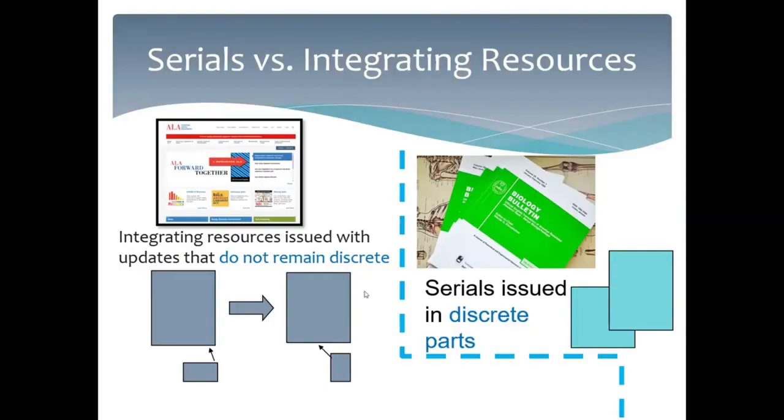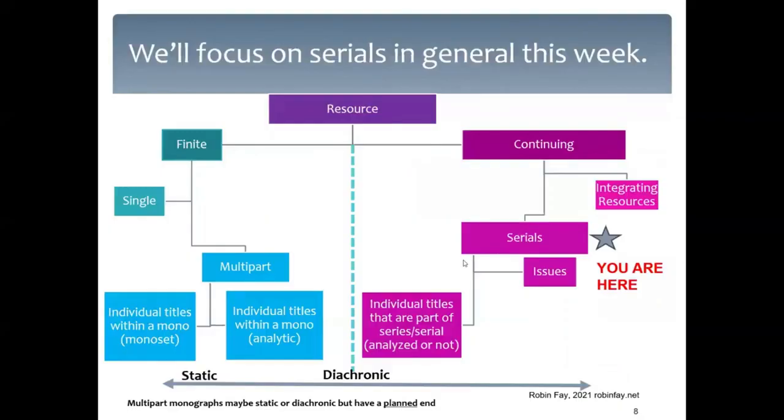Whereas with a serial, the issues remain discrete. If you're looking at print materials, you can see them on the shelf. You can see all the individual issues. If you're looking at something virtually, you may see individual issues listed that way, or there may be something else to tell you that you can see all those little issues. So that's the dividing line between integrating resources and serials. Serials, the issues, parts, whatever you call them, are all discrete. They're all individual things, whereas with integrating resources, you're going to replace and interfile those updates.